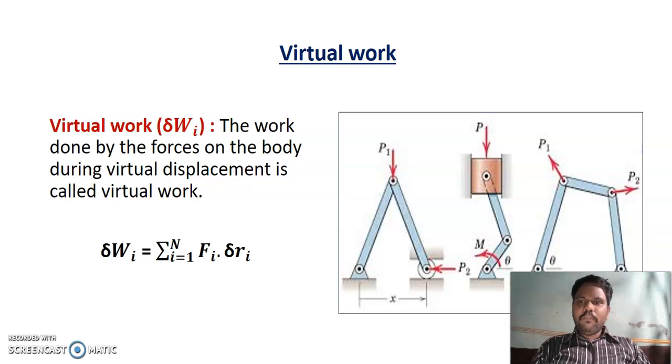The work done by the virtual displacement is called virtual work. It is given by delta W is equal to summation i is equal to 1 to n Fi dot delta Ri.